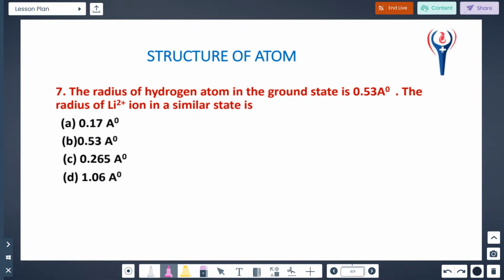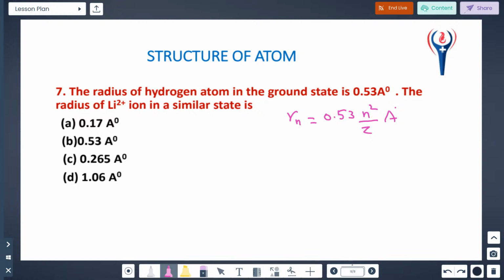Seventh one. See, simple one. The radius of the hydrogen atom in the ground state is 0.53 angstrom. We have one formula for that. The radius of the electron in the nth orbit is equal to 0.53 n squared by Z angstrom. Actually, the textbook gives 0.529, so 0.53 we can also take, in angstrom.